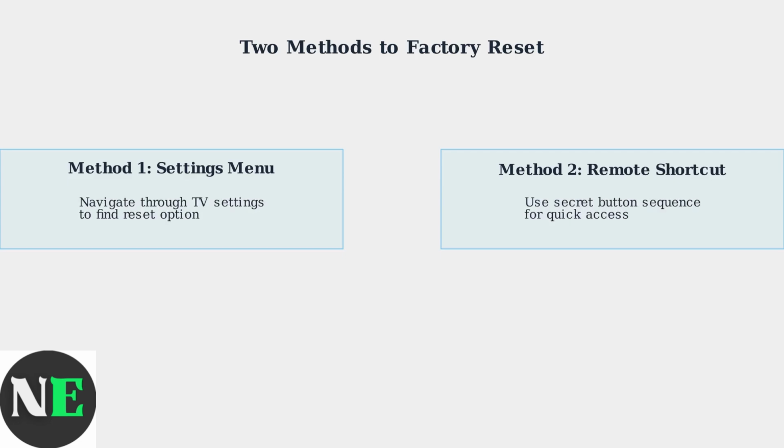There are two primary methods to factory reset your Skyworth Google TV. We'll walk through both approaches step by step. Method 1 uses the settings menu, while method 2 uses a remote shortcut sequence. Both will achieve the same result.